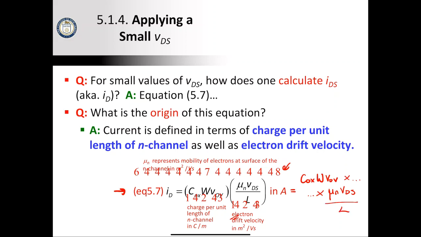That is in amps. As we would expect, the current flowing through this transistor is going to be proportional to the overdrive voltage as well as the value of VDS.